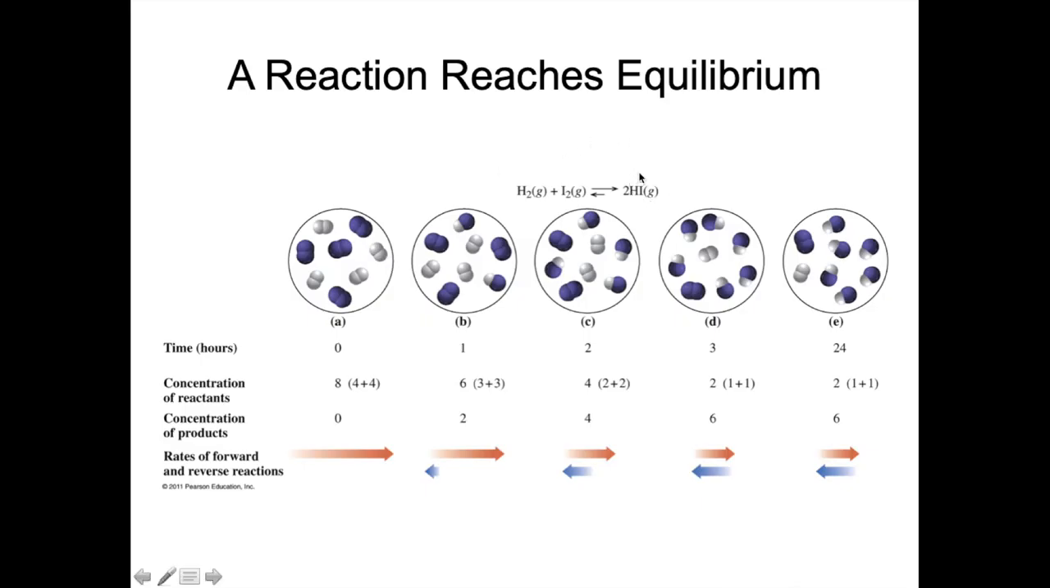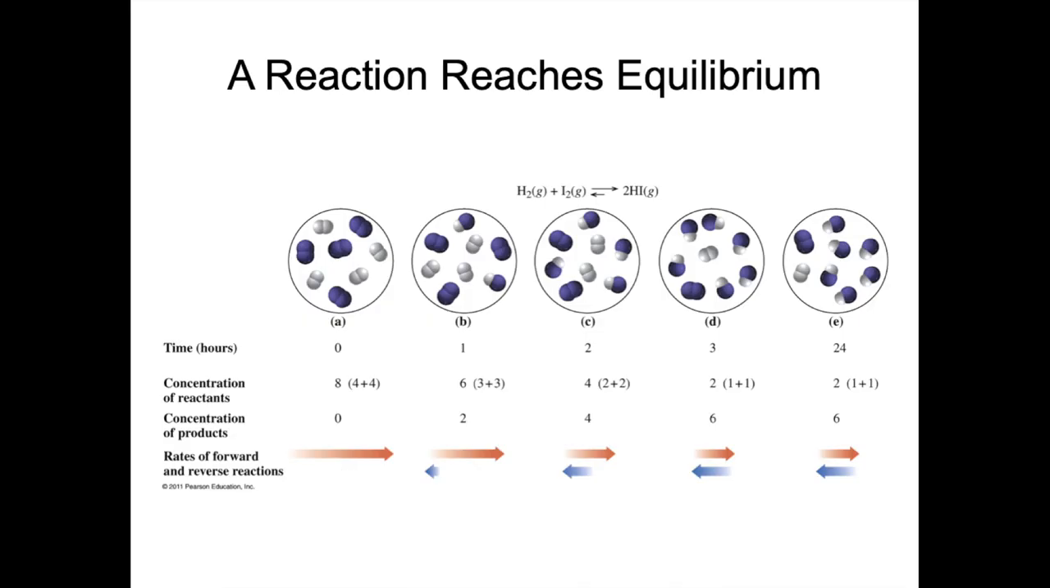Now, think about the reverse reaction. In the reverse reaction, hydrogen iodide is going to decompose into iodine and hydrogen. There's no hydrogen iodide in this sample. So the reverse rate right now is 0. There's no reactant, so to speak, for that reverse reaction.